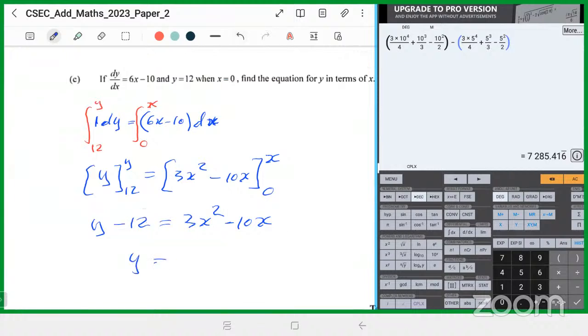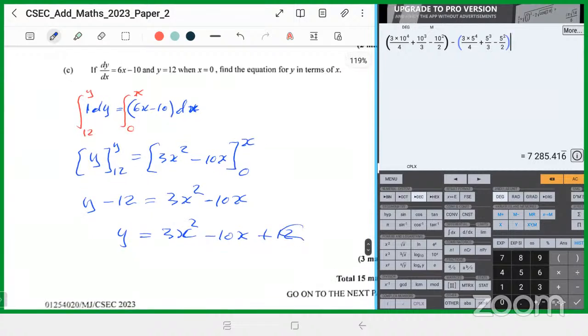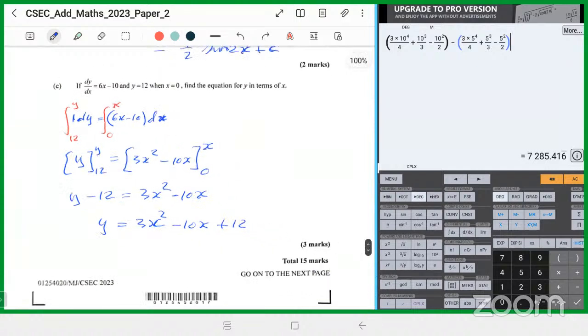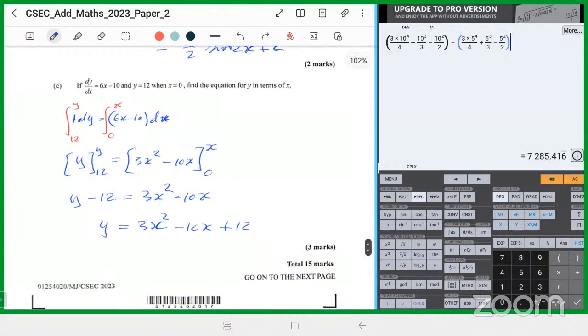So it's y equals 3x squared minus 10x plus 12. So if you do it the original way, we put the c and you substitute the values in there, we'd have got the c as 12. All right, that is that. So end of this question. All right, nice.